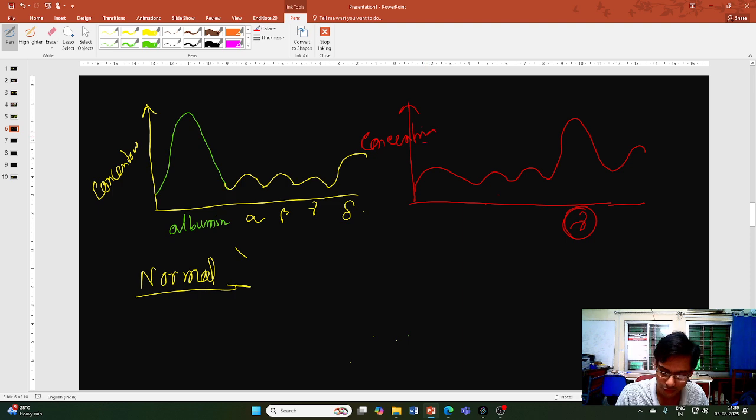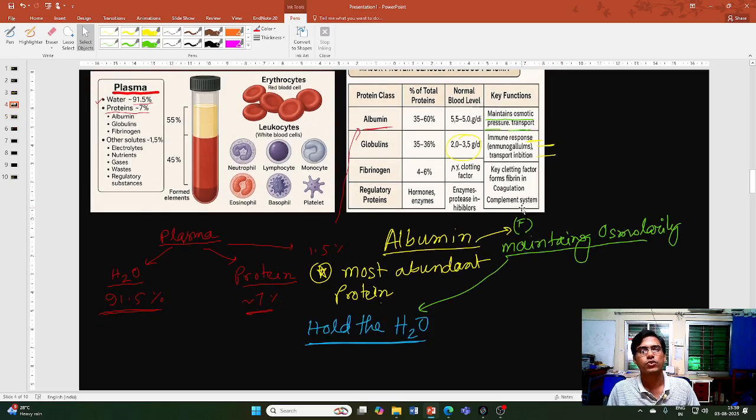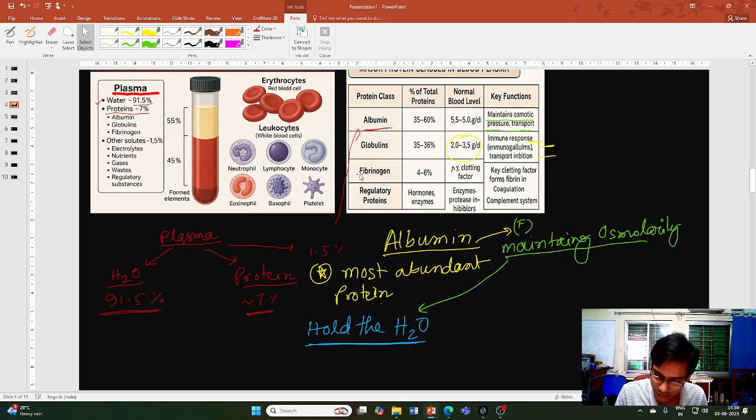Hope that everyone has understood. So we are just studying about the different proteins. Now we have studied albumin, globulin, and another protein known as fibrinogen. Fibrinogen is 4 to 6% of plasma protein, and it is mainly where the clotting factors are present.